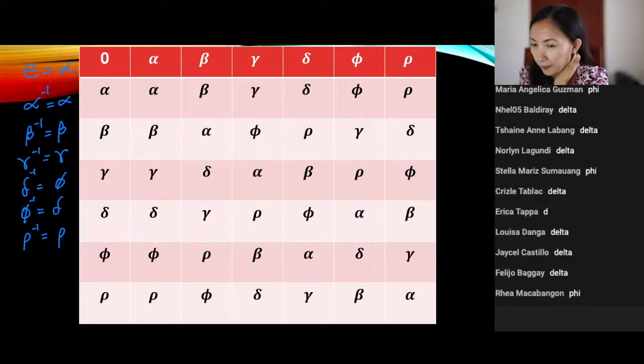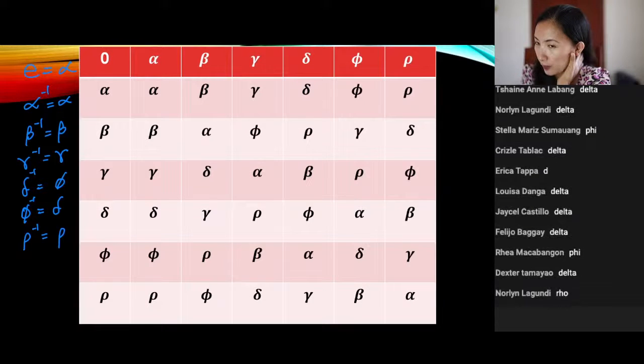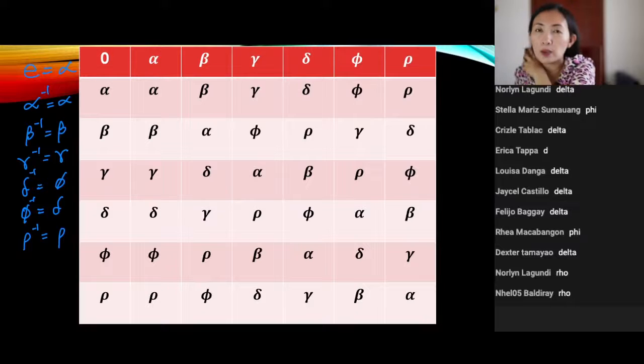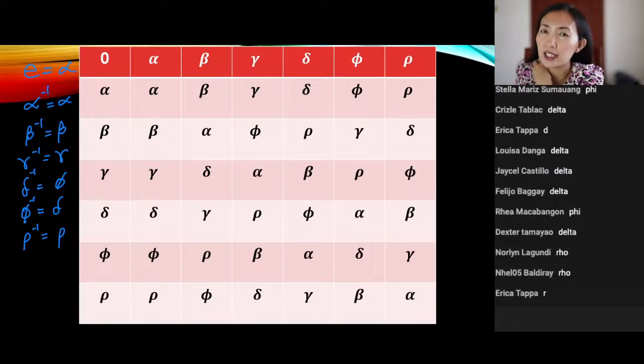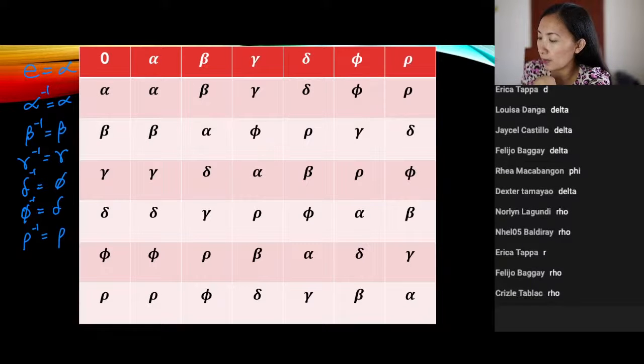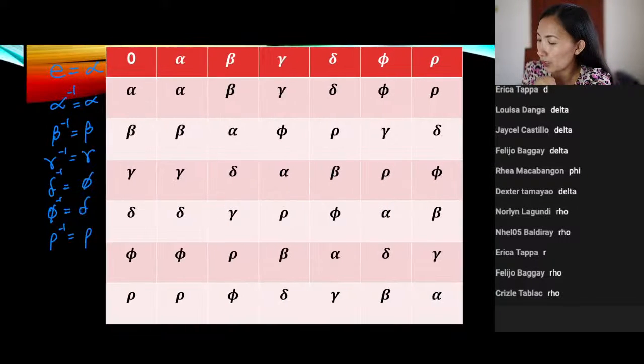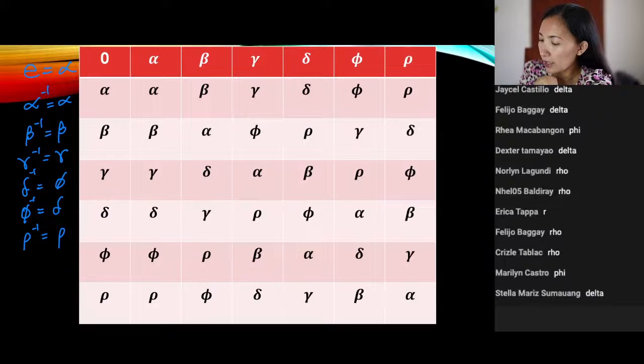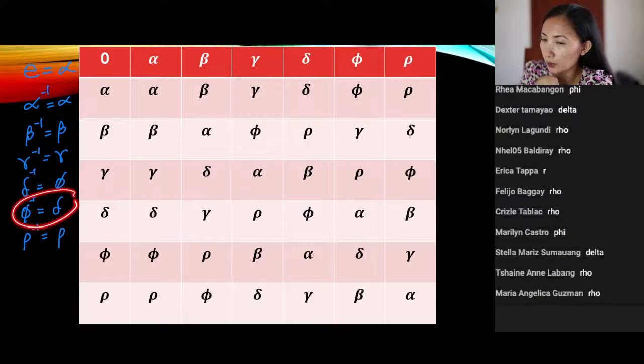So, let's go back. We're done with this condition. What are we trying to do? Checking whether those that we have generated are really subgroups of the set of permutations of three symbols. So, going back, don't forget that the inverse of phi is delta. Put that in mind. Inverse of phi is delta.